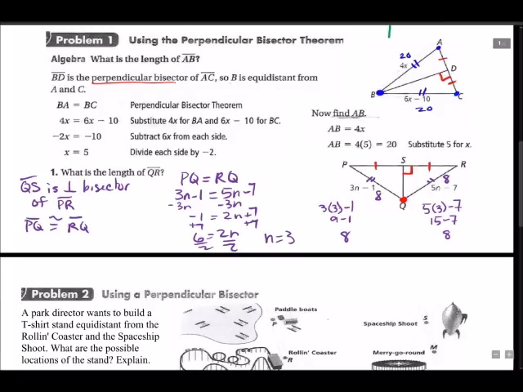I substitute in and I get N equals 3. And then I just plug it back in and my two side lengths are 8 units long each, which should not be a surprise.